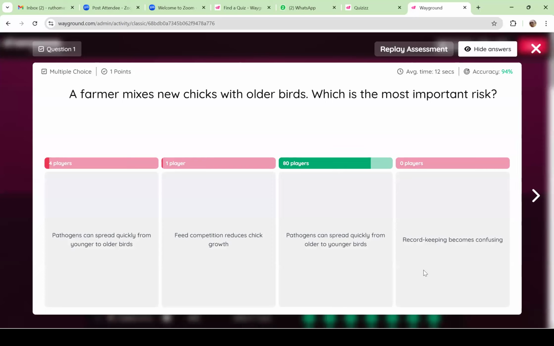There was a 94% accuracy, and most of you knew the answer, which is that pathogens can spread quickly from older to younger ones. There are people who mentioned pathogens can spread from younger to older. Younger animals, as we mentioned in the class, have low immunity, and it's very likely that they are the ones who are going to suffer if we mix birds. So we already know that.